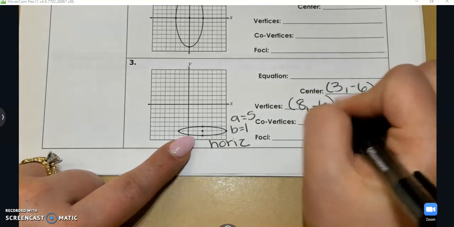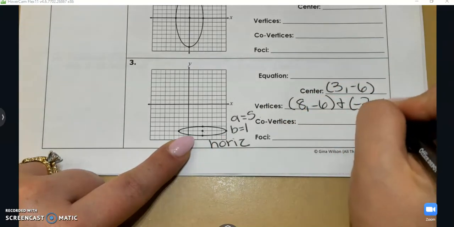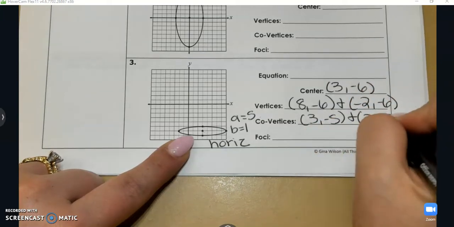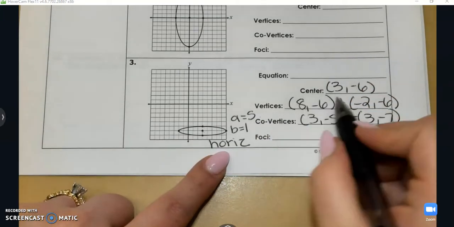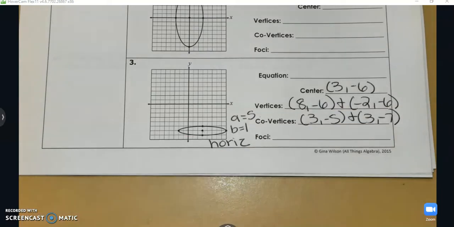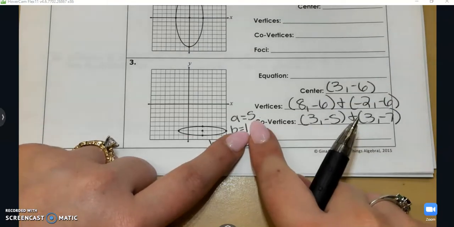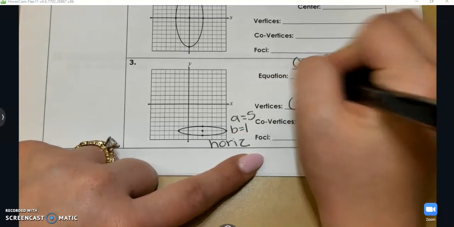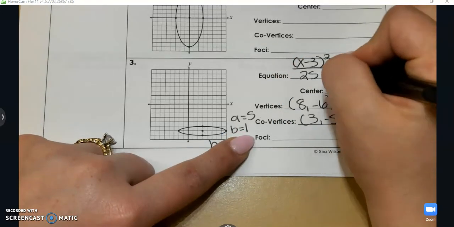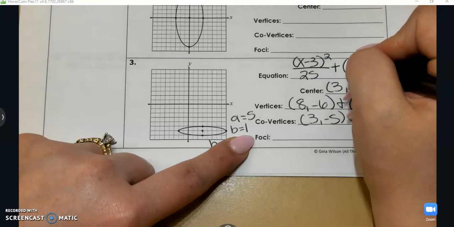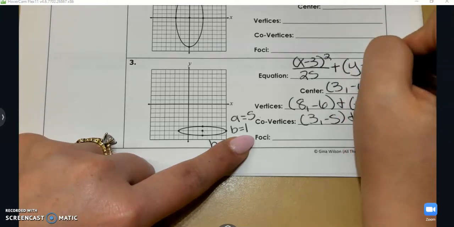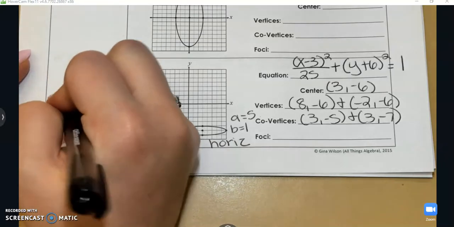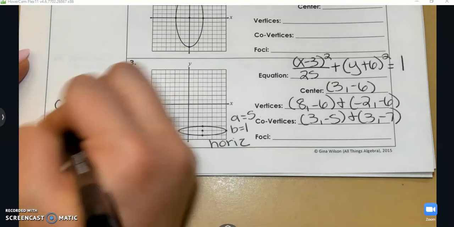And so looking here, we can fill in all this information about the vertices and co-vertices on our ellipse. I have my center H, K, I have A and B. I can write the equation now. And remember, the bigger number needs to go underneath the X term because it is a horizontal ellipse. Now, because B is 1, I don't have to include anything underneath the Y term because anything divided by 1 is itself.